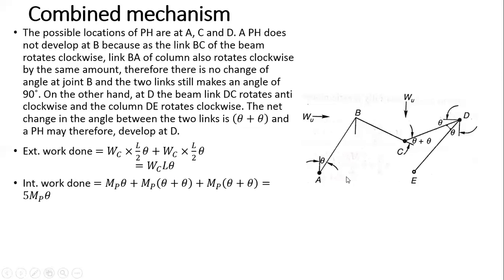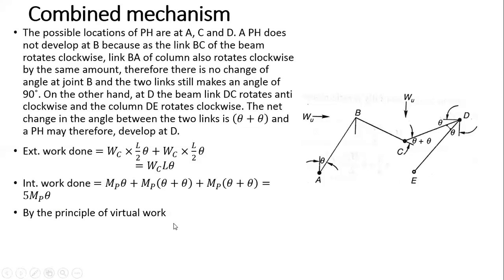Now what is internal? Here it is MP times theta, this one. Now there is no hinge here, but the hinge is here. So MP times theta plus theta, MP times theta plus theta, plus again MP times theta plus theta. So this is all equal to 5 MP theta.